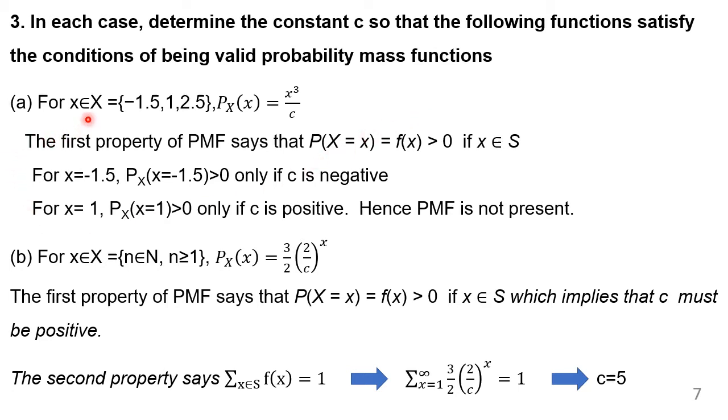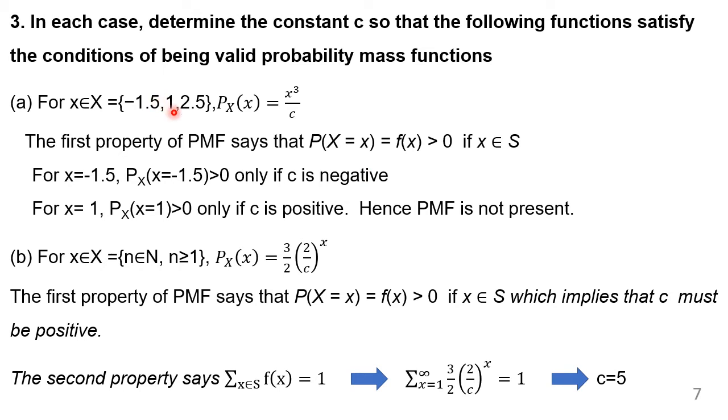First problem, it says that for all values of x belonging to the set minus 1.5, 1, 2.5, Px of x is equal to c times x to the power 3 divided by 6. Let us apply the first property. It says that the probability mass function should always be positive. Px of x should always be greater than 0. Suppose I take the first value, that is x equal to minus 1.5, then x to the power 3 turns out to be negative.